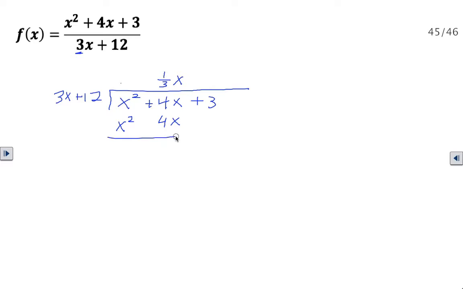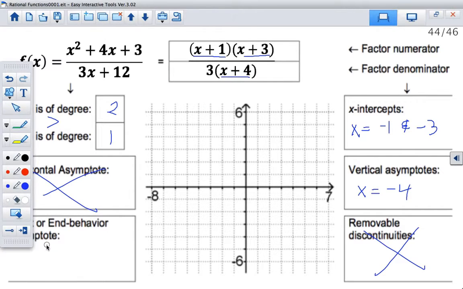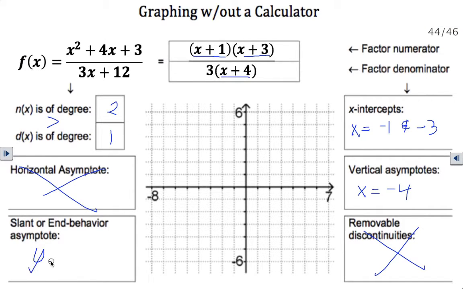Okay, remember when you're doing long division, you have to subtract here or switch the signs. So those cancel out. You get a 0 and a 0. Your 3 carries down, and this is going to end up being your remainder. So the equation for your asymptote is going to be y equals 1/3 x. This is going to end up being a slant or diagonal asymptote, y equals 1/3 x. I will tell you these ones are going to be much easier to graph.